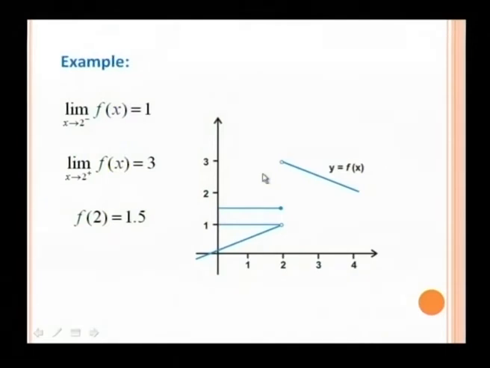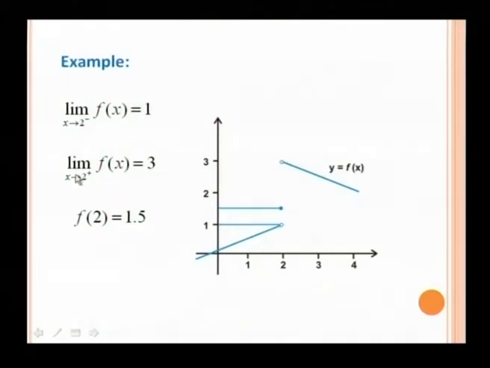For the graph of this function, you can see that if x tends to 2 from the negative side, it is equal to 1, or it tends to 1. Here it's quite clear from this dot that at x tends to 2 from the negative side, 1 is not included.